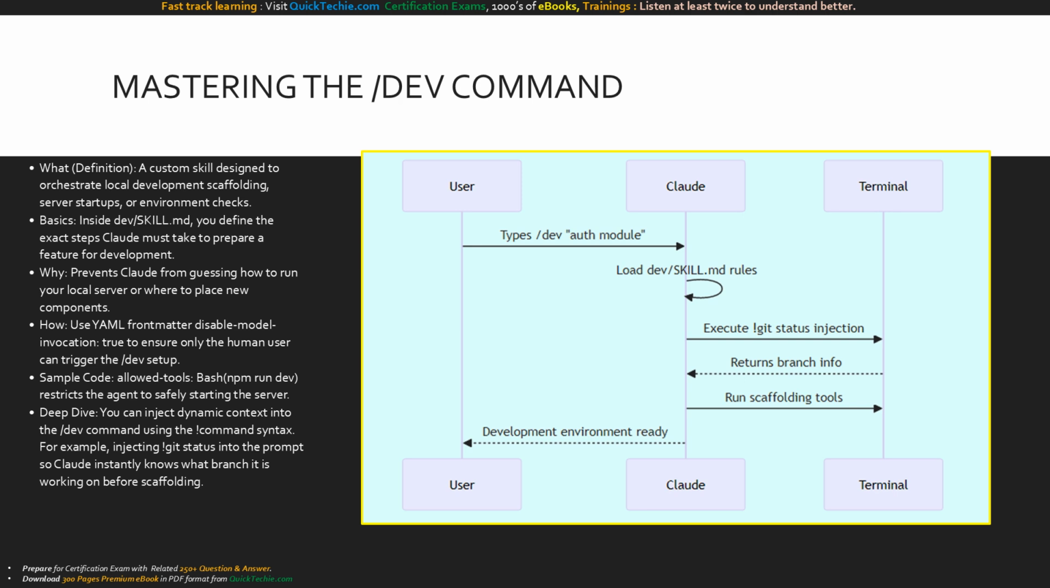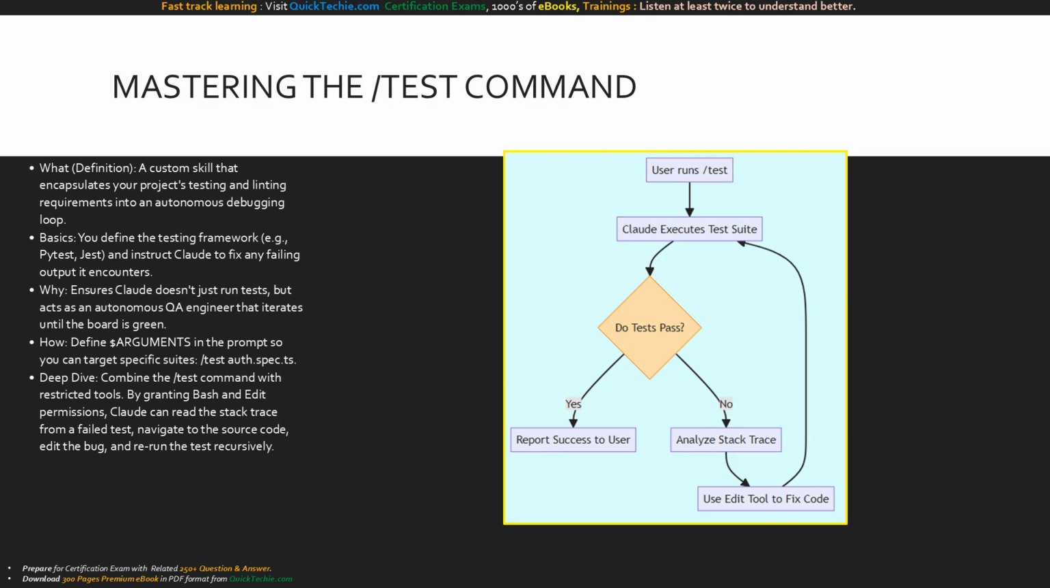Armed with that live branch info, Claude safely runs the scaffolding tools and returns control to the user with the environment fully prepared. Next, we master the /test command. What is this? It's a custom skill that packages your project's testing requirements into a single, autonomous debugging loop. The basics involve defining your specific framework like Jest or Python and instructing Claude on how to read the output.